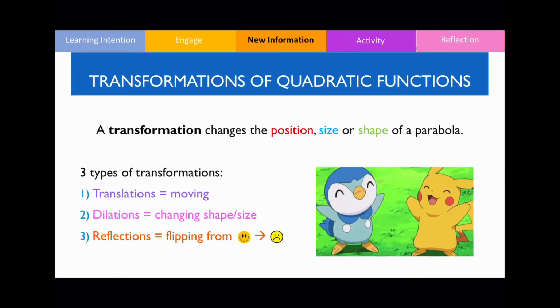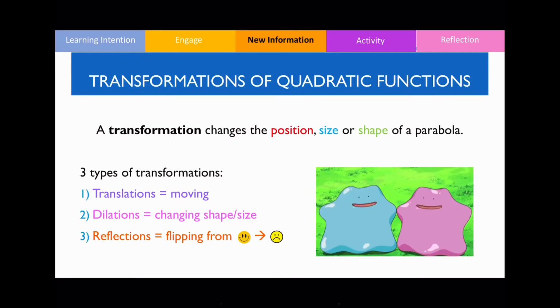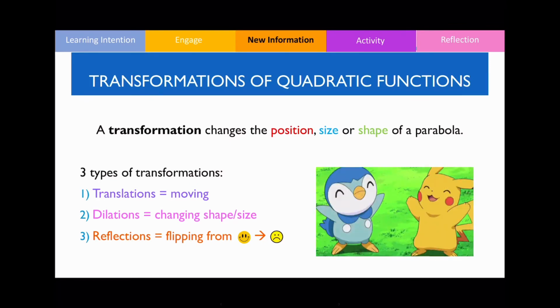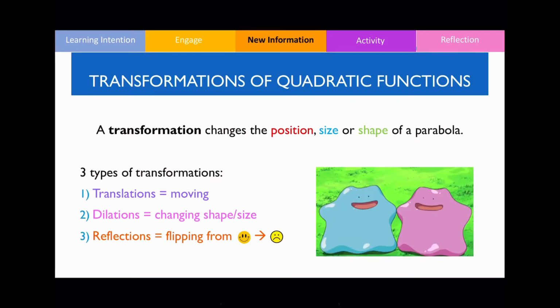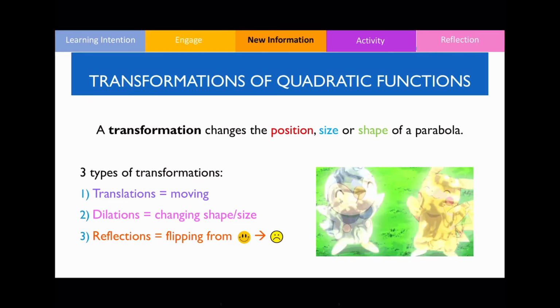The next type of transformation is something referred to as dilation. And when you're dilating, this means that you're going to be changing the size of the parabola. And lastly, the next transformation is referred to as reflection, and as you might be aware by its name, this involves flipping the actual parabola from a happy face to an unhappy face parabola, or vice versa.